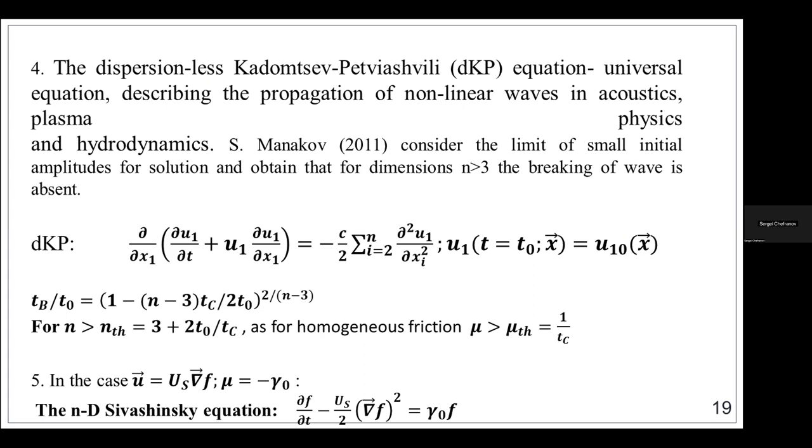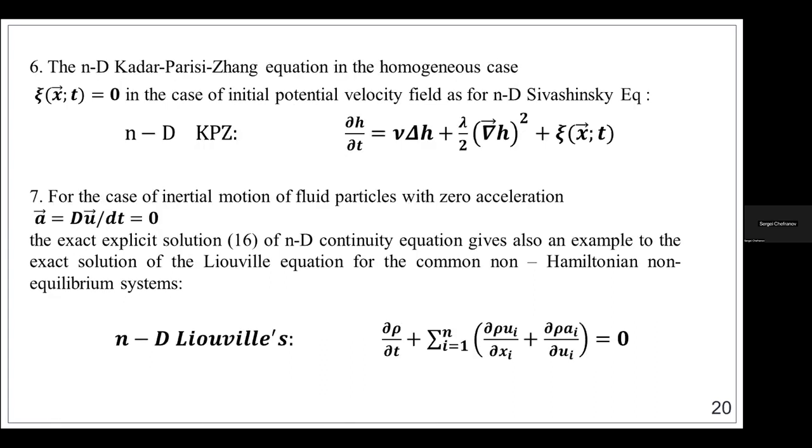Our solution may apply not only to vortical flows, but also to potential flows, and may be applied to the Sivashinsky multidimensional equation, to the Kardar-Parisi-Zhang equation in the case when the stochastic term is absent, because all other terms we may model, and also to the n-dimensional Liouville equation. We may obtain an exact solution on the basis of our exact solution of the n-dimensional Hopf equation and the continuity equation.